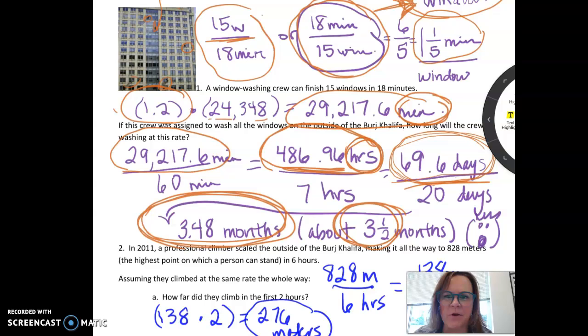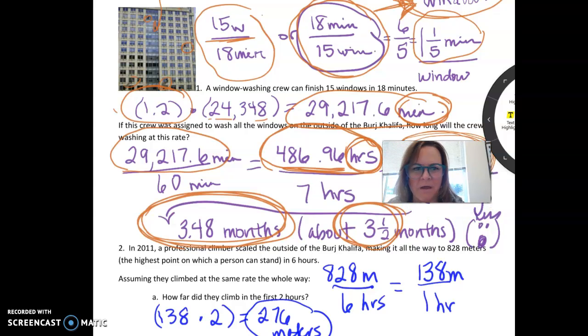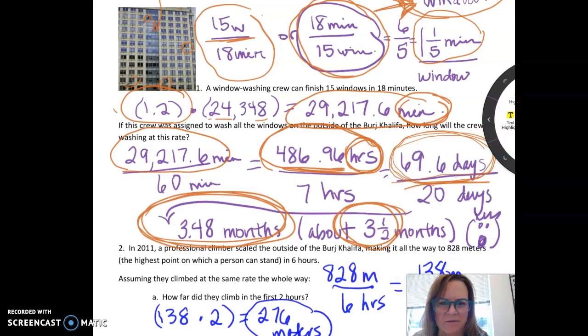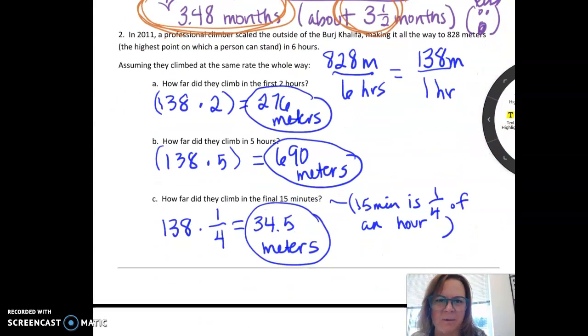So literally, you guys, they're going to take 3.5 months to clean all the windows on the Burj Khalifa, and as soon as they're done, they're going to start again. And that's what they do without any break. So pretty cool, huh?